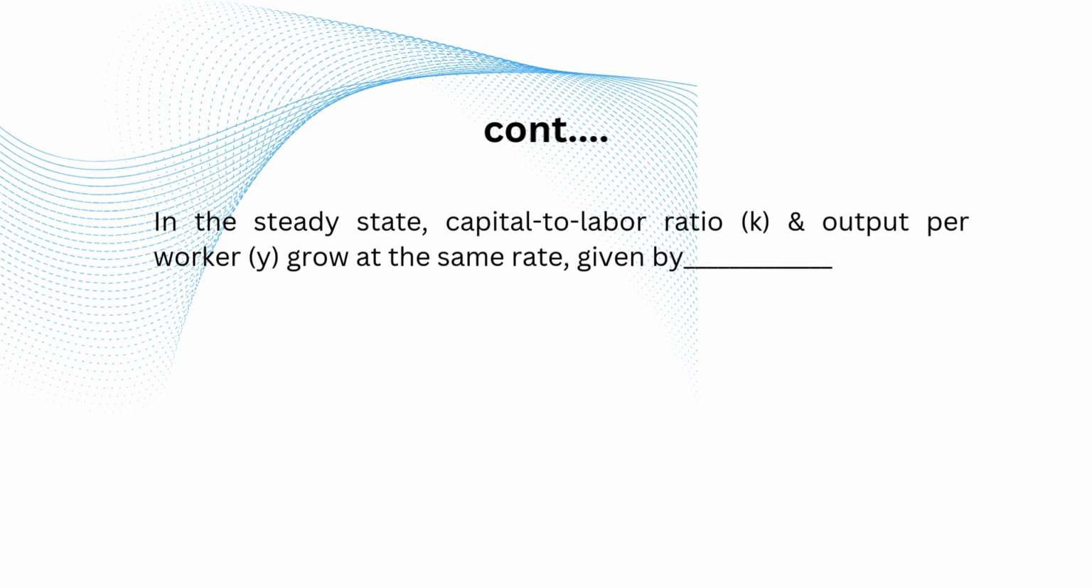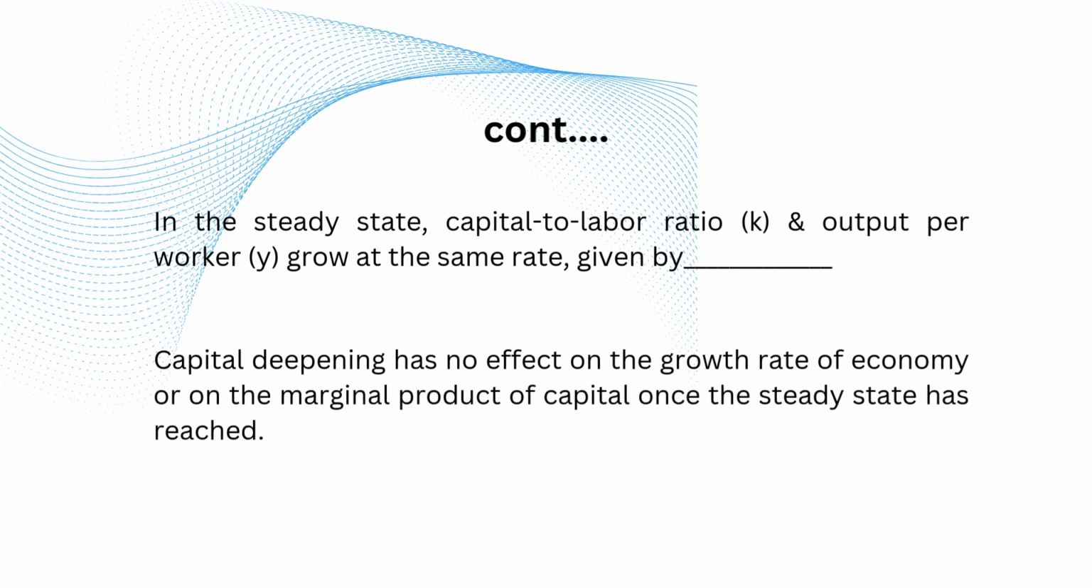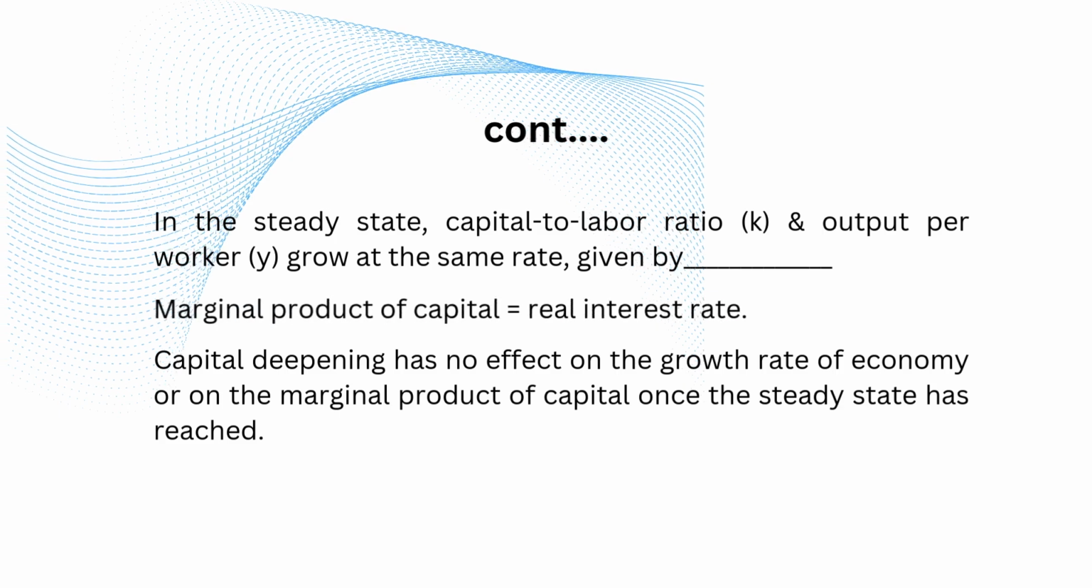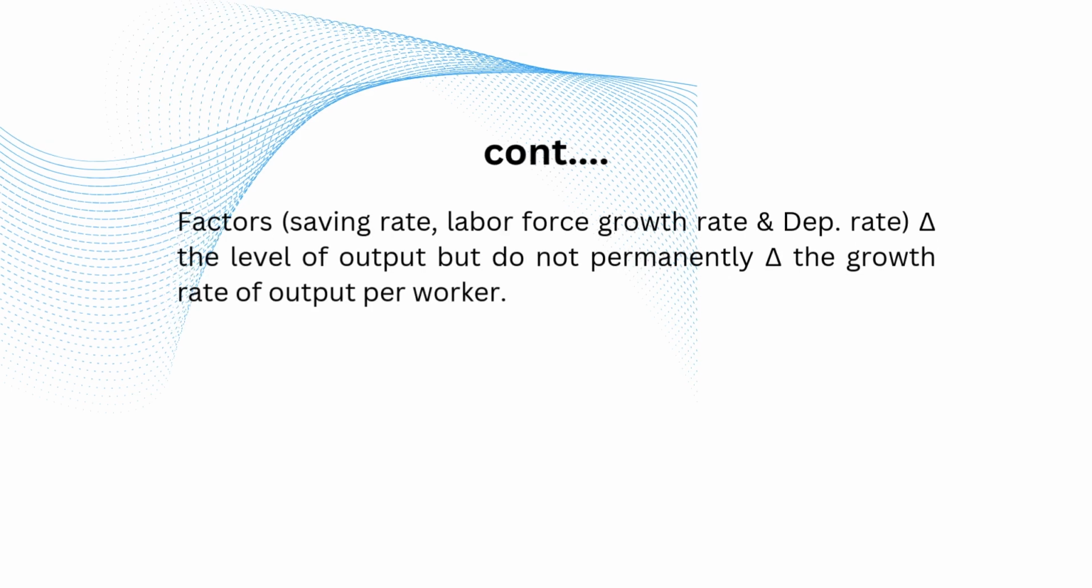In the steady state, capital to labor ratio, K, and output per worker, Y, grow at the same rate, given by marginal product of capital equals real interest rate. Capital deepening has no effect on the growth rate of economy or on the marginal product of capital once the steady state has been reached. Factors: saving rate, labor force growth rate and depreciation rate affect the level of output, but do not permanently affect the growth rate of output per worker.